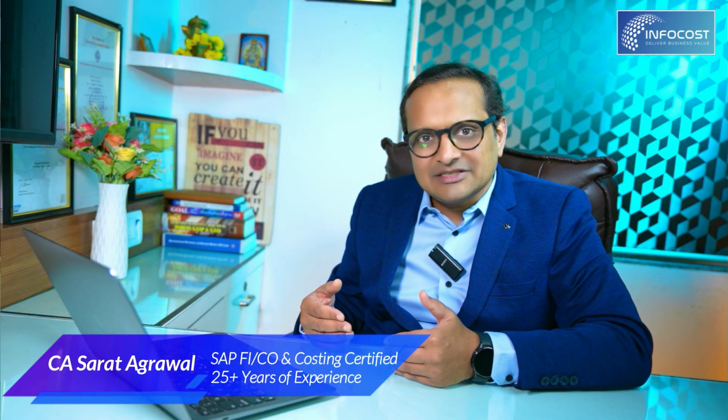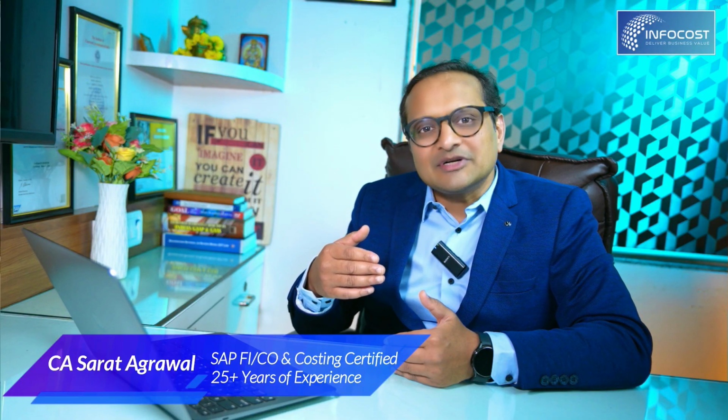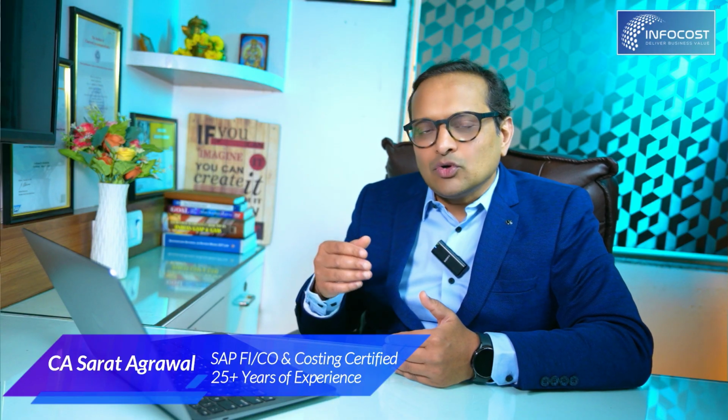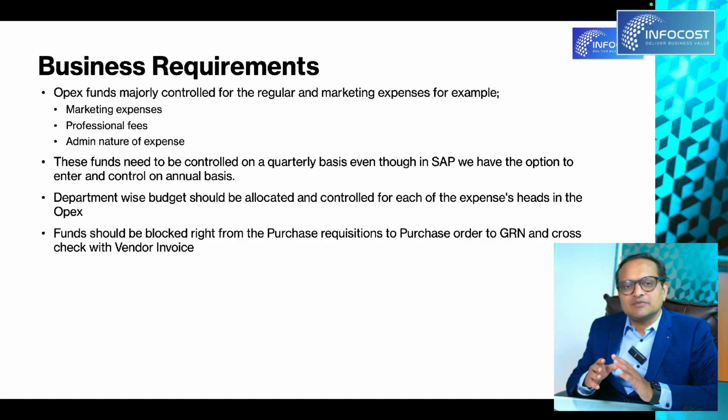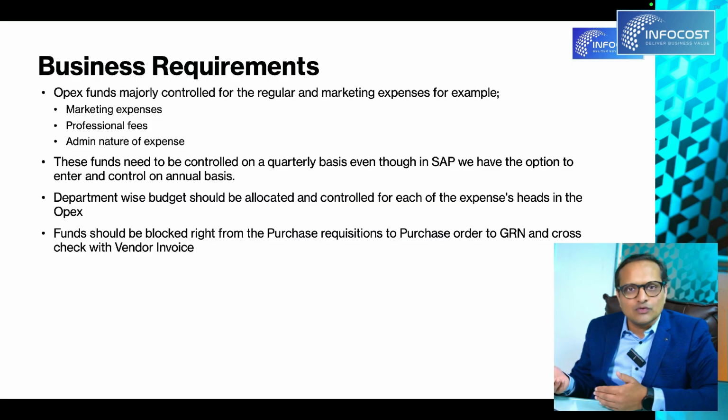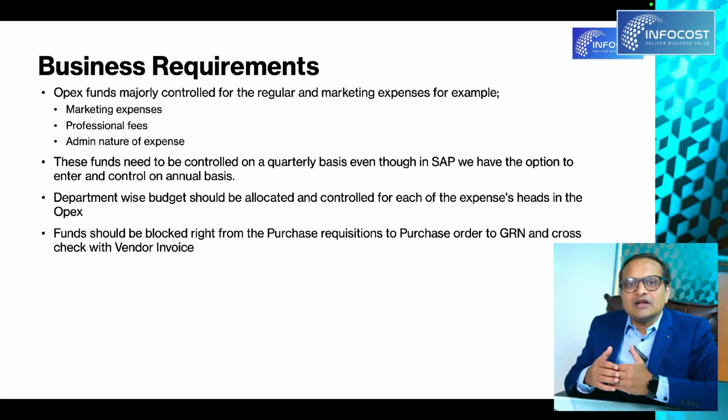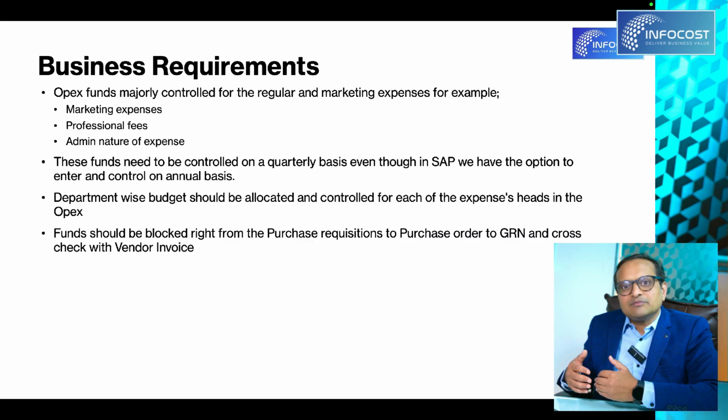Now funds should be blocked right from the stage of the purchase requisition. If you want to control the budget right from the stage at which we are raising the purchase requisition, there also we have a facility to control the budget. Let's say you are creating a purchase requisition for 1 lakh rupees; automatically the 1 lakh rupees of the budget is transferred to the committed section. Immediately when you raise the purchase order, that commitment will be transferred from purchase requisition to purchase order, and so on and so forth. So this is the normal requirement for the budgetary control system from the OPEX side.